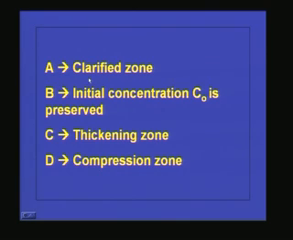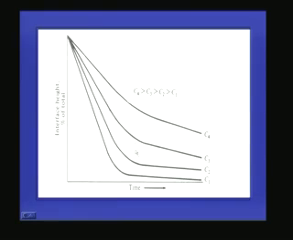I have already discussed the different zones visible in the settling column analysis. A is the clarified zone, B is the zone where the initial concentration C naught is preserved, that means always that same concentration will be there, C is the thickening zone and D is the compression zone. If you put different concentrations of the sludge in the settling column, because whatever sedimentation tank we have to design, we have to take the same sludge concentration as that in the aeration tank for which we are going to design the sedimentation tank.